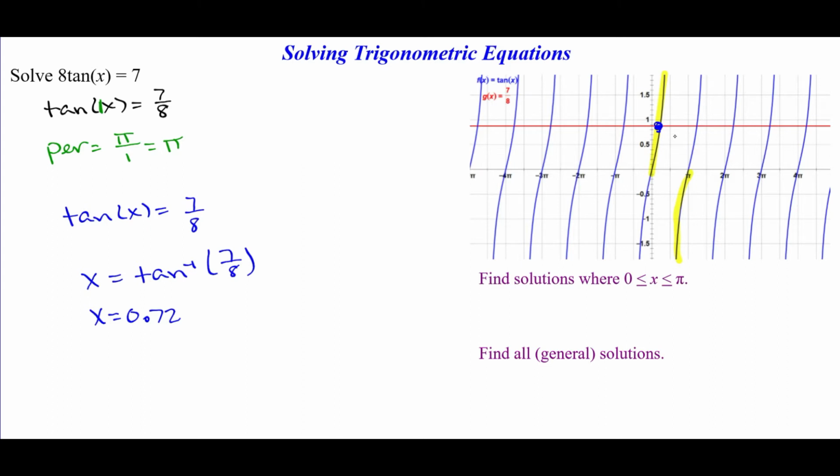And then all of my other solutions come from just adding the period, which is pi, or subtracting the period, which is pi, and all of my infinite solutions will come just from that. So what are my solutions between 0 and pi? I just had x equals 0.72, and then find my general solutions. X is 0.72 plus my period. Remember, my period in this case is pi, and then n. So that would be my general solutions.